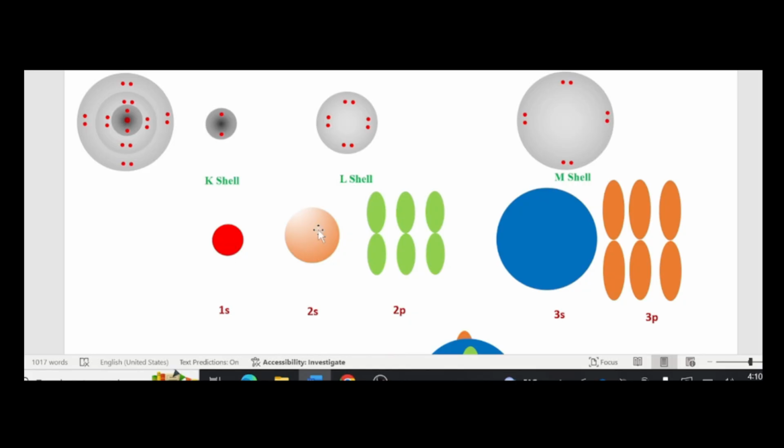This is called the 2s orbital because it's in the second shell. That's called the 3s orbital because it's in the third shell. And note how progressively bigger and bigger these s orbitals get. Same thing with the p. There's a 2p orbital here, and the 3p orbitals are bigger than those. How do we put all of these together? How are these arranged around the nucleus of an atom?